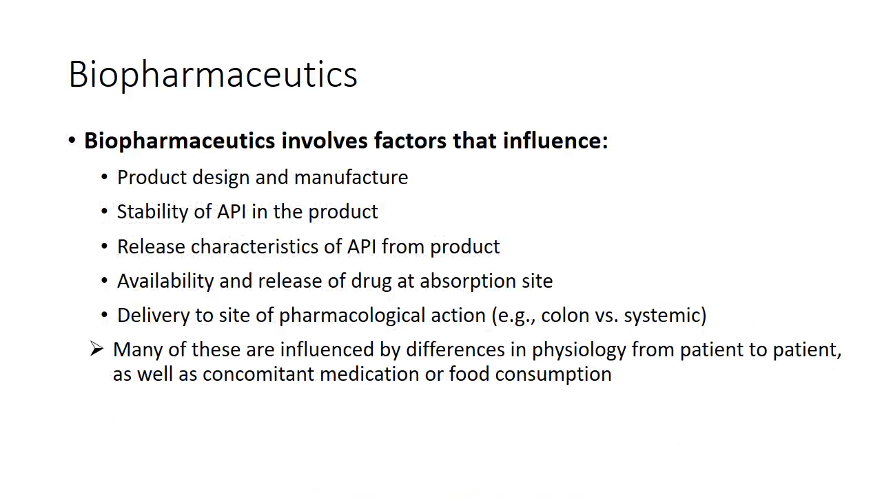So kind of to summarize, biopharmaceutics involves factors that influence product design and manufacture, stability of the API in the product, release characteristics of the API from the product, availability and release of the drug at the absorption site, delivery to site of pharmacological action, such as colon or systemic, and many of these are influenced by differences in physiology from patient to patient, as well as concomitant medication or food consumption. I'll have one more slide on biopharmaceutics, and then I'm going to transition over to the introduction to pharmacokinetics.